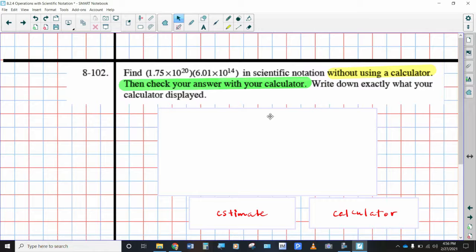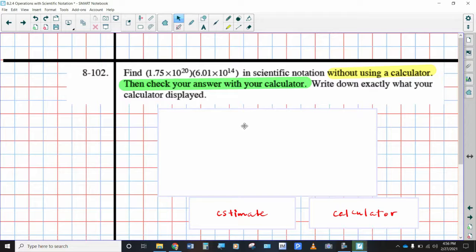All right, so this says without using a calculator, have fun, okay? Find 1.75 times 10 to the 20th times 6.01 times 10 to the 14th. Do it once without a calculator, do some estimation, and then do it again with the calculator to see what you get for your answer, to see if you are in the right ballpark, okay? Take some time, work through this, remember the process, use the commutative property, get the 1.75 and the 6.01 together, get the 10 to the 20th times 10 to the 14th together, and then start working through the process, okay?